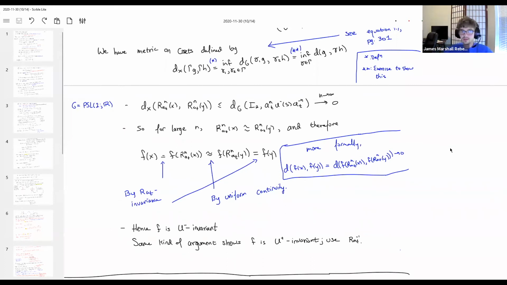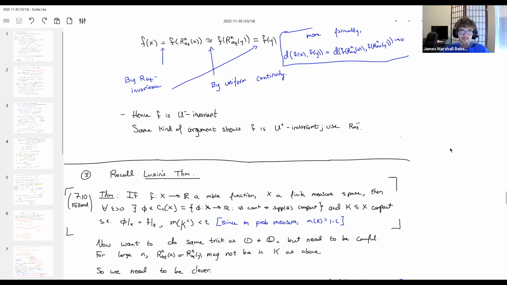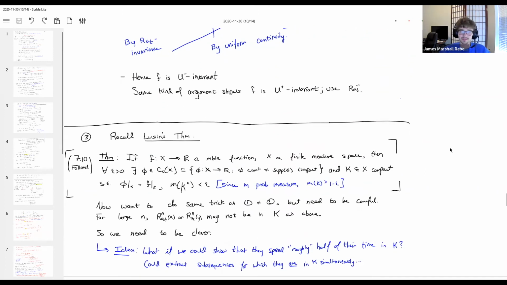Okay. And then the next step is Lusin's theorem. So a quick recollection of Lusin's theorem tells you that continuous functions with compact support are going to be dense here. So in particular, one thing I missed in the previous argument.